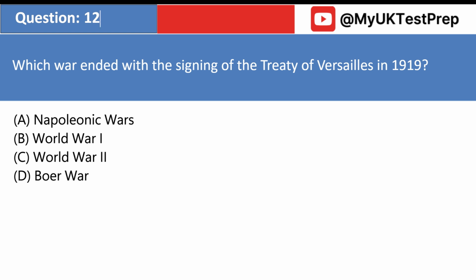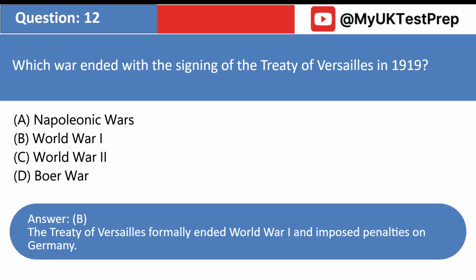Which war ended with the signing of the Treaty of Versailles in 1919? A. Napoleonic Wars. B. World War I. C. World War II. D. Boer War. Answer: B. The Treaty of Versailles formally ended World War I and imposed penalties on Germany.